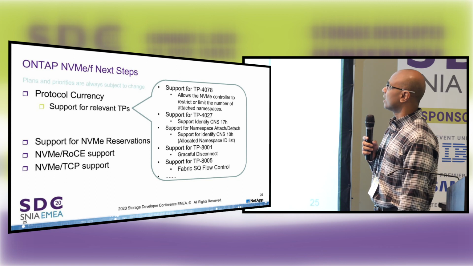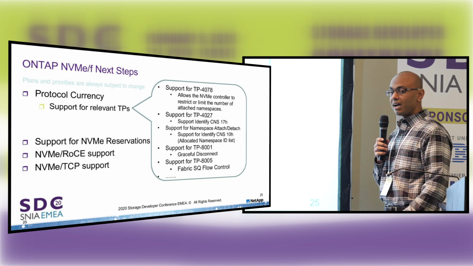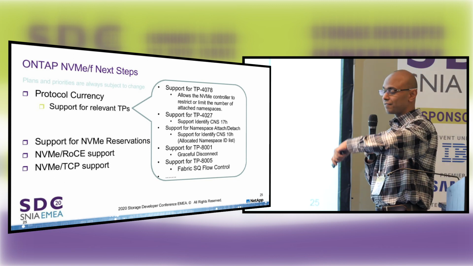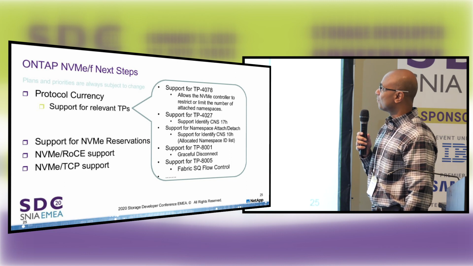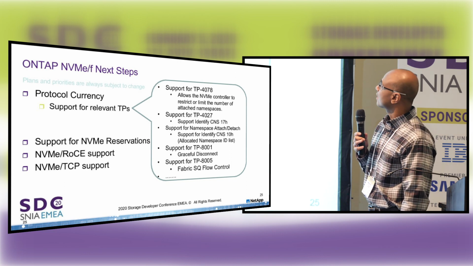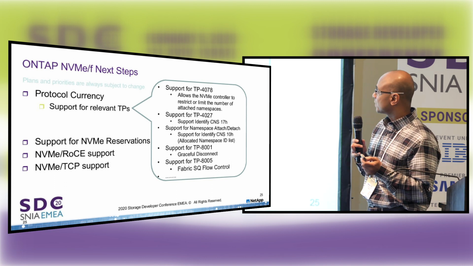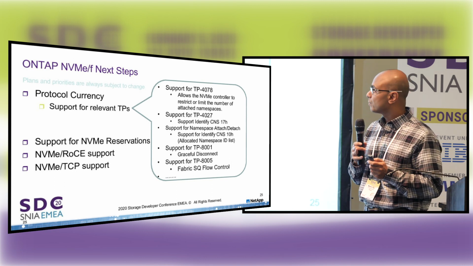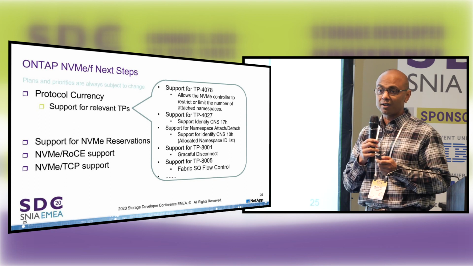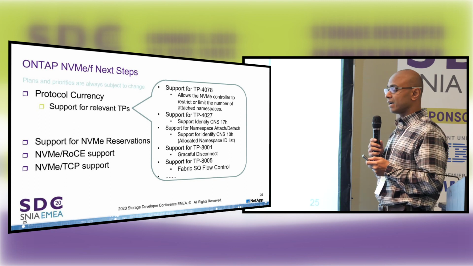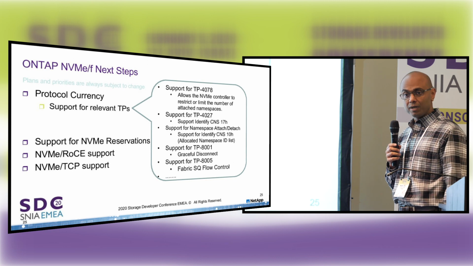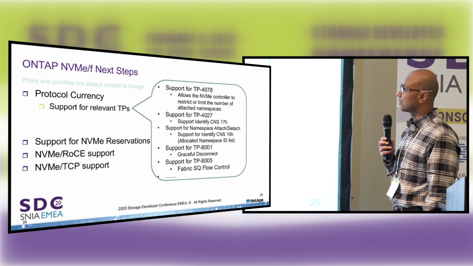An example would be a few TPs that I mentioned here. I actually don't know the details of each of the TPs offhand, but these are the TPs, for example, that allow us to increase the number of namespaces, and to do specific identify commands within the protocol that allow some of our partners to work more seamlessly. And then, of course, reliability and availability. Those are the other two things that we always want to do.